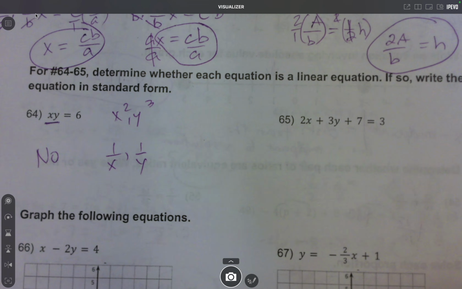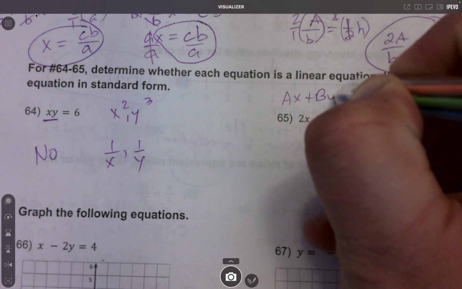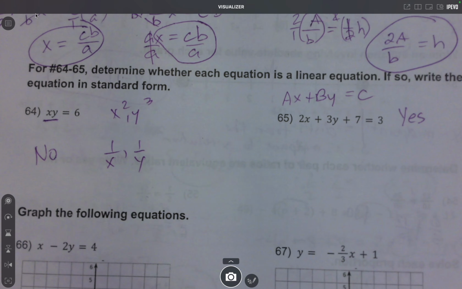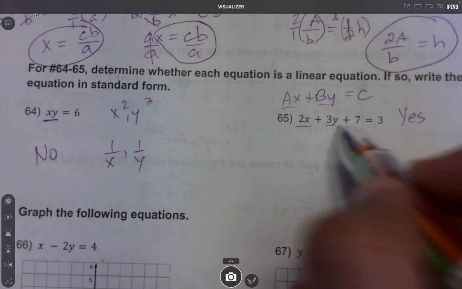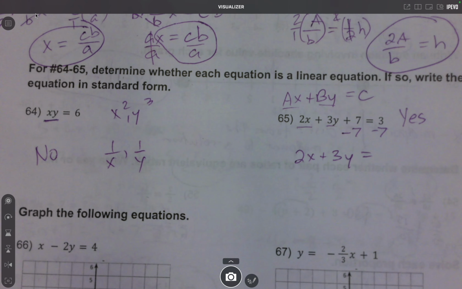Now 65 is linear, so we need to put it in standard form. Well, standard form, just as a reminder, is ax plus by equals c. So they've already got the ax in the spot it's supposed to be, by is in the right spot, but we need all the constants to be over here on the right side. So there's just one step we need to do, and that's subtract 7 from both sides. So 3 minus 7 is negative 4.